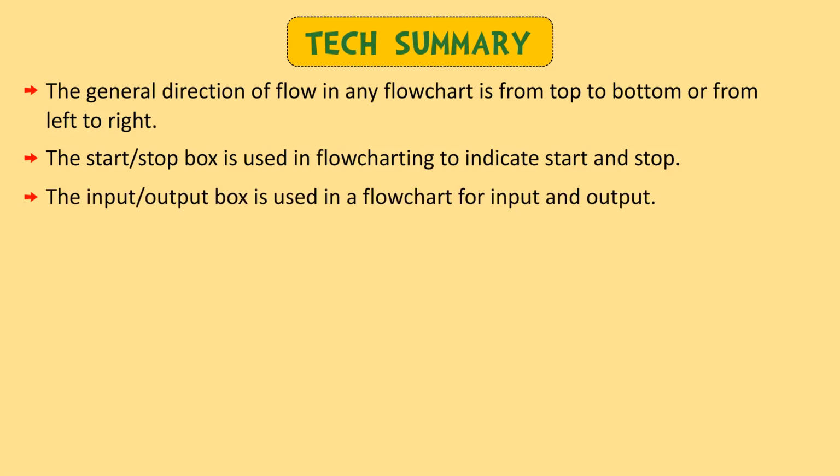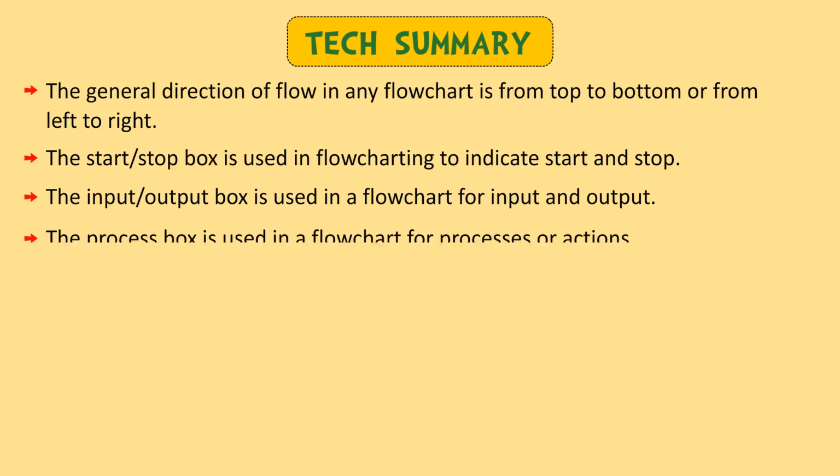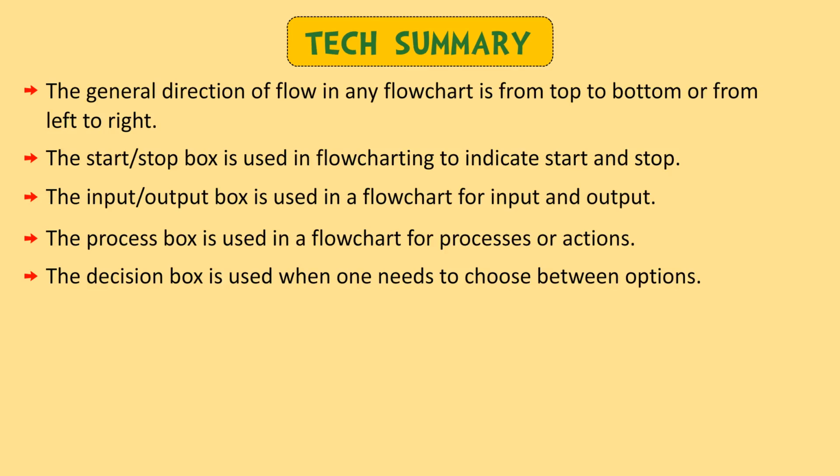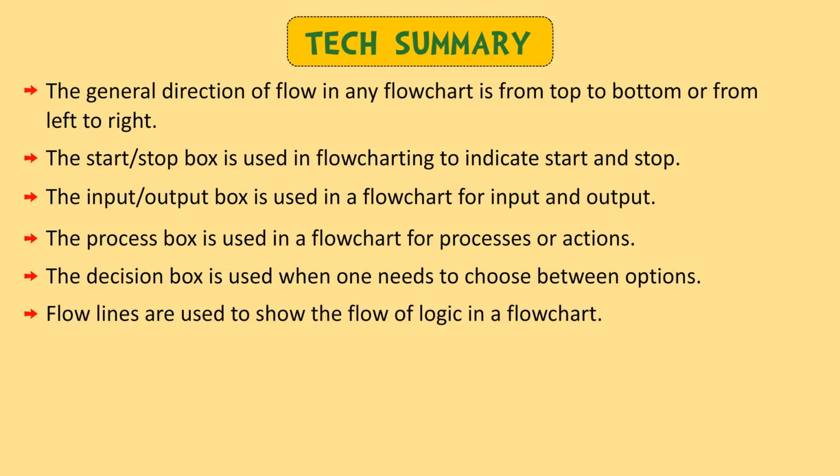The input or output box is used in a flowchart for input and output. The process box is used in flowchart for processes or actions. The decision box is used when one needs to choose between options. Flow lines are used to show the flow of logic in a flowchart.